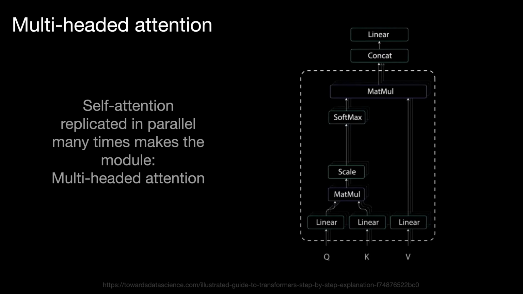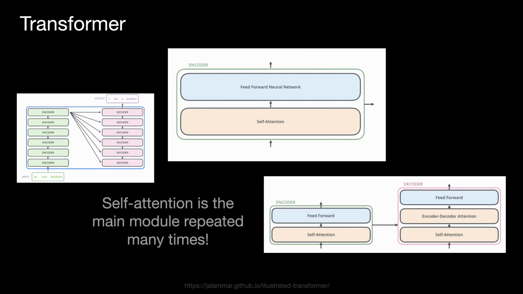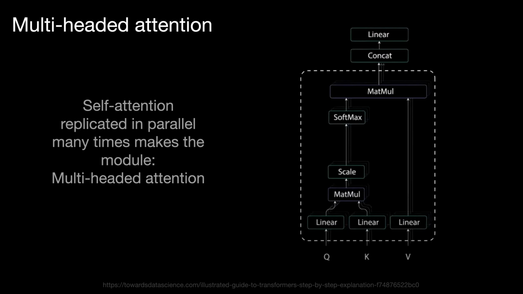So after we've seen how this module works, remember that inside the transformer there's this self-attention module, and this is implemented in the transformer as multi-headed attention, and this is probably the most difficult part, or the most important part that we should learn if we look at the transformer.